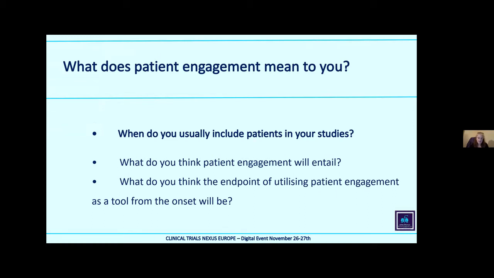For a moment, I'd like you to picture yourselves as that new researcher in the field, sitting down to develop a new study. You have an idea of what therapeutic area you wish to pursue, and possibly even an idea of what it is you would like to explore. Before putting pen to paper, I want you to think about these questions. What do you think it entails? What do you think the end point of utilising that as a tool will give you?